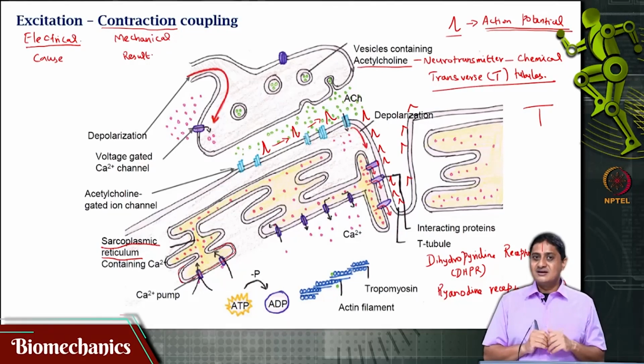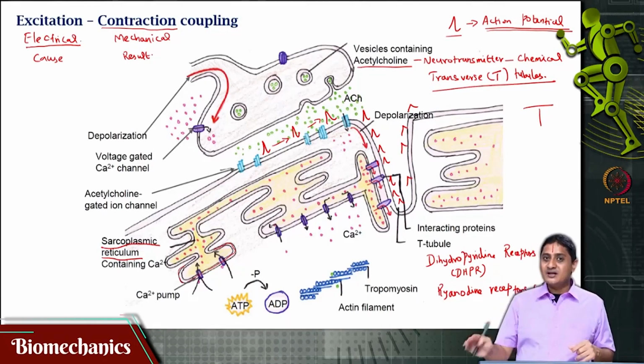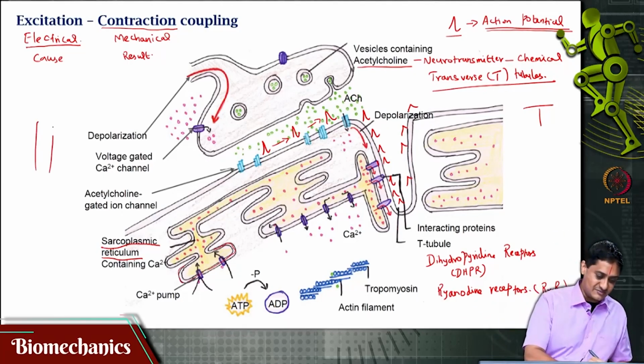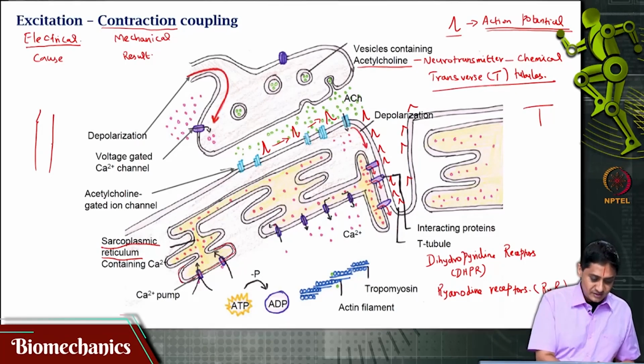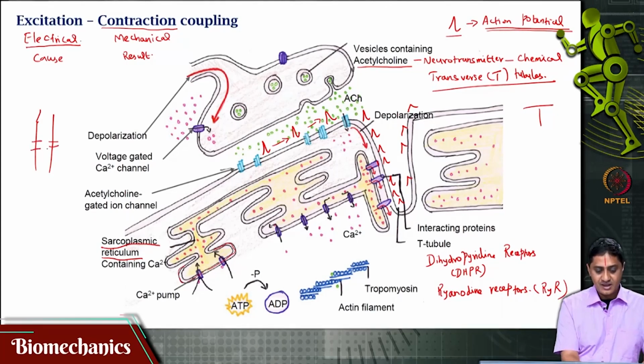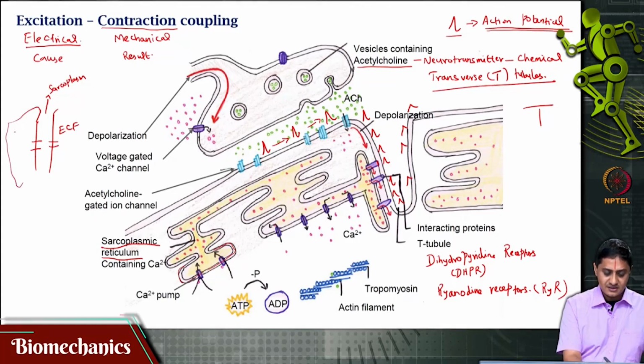And when this receptor opens, when the door on the other side of the corridor opens, so this is the corridor that I am speaking about. There is a door here, there is a door here, and there is one more door here. This is extracellular fluid. This is sarcoplasm. This is the sarcoplasmic reticulum.